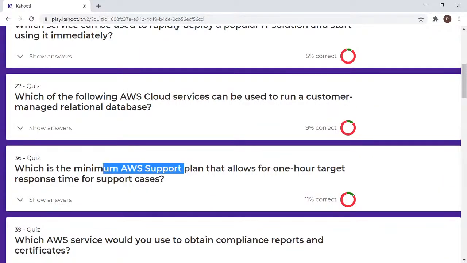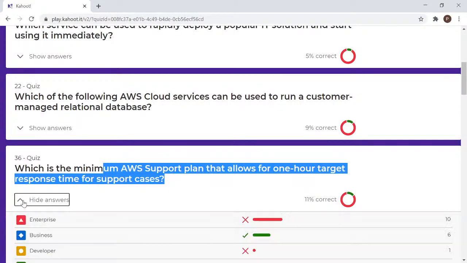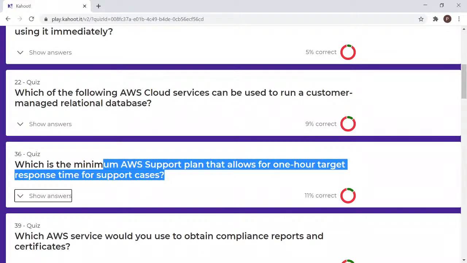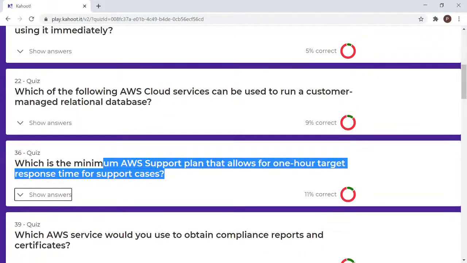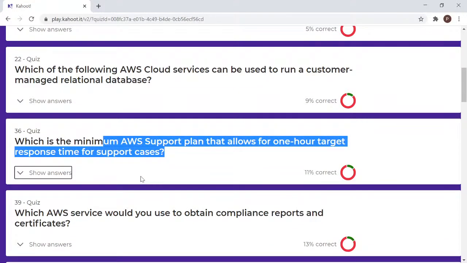The minimum AWS support plan required for a 1 hour target response time for AWS support cases was Business and not Enterprise. That is the minimum AWS support plan. We have a page for that, and we have covered that in detail in one of our recording sessions, so feel free to go through that. Or if anyone has any questions, feel free to ask on the core batch WhatsApp group or on the Telegram group.